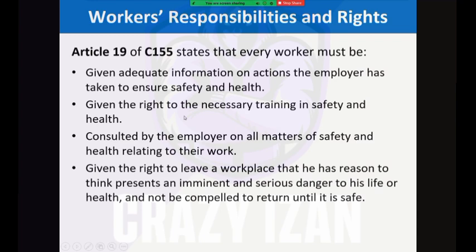They must be given the right to the necessary training in safety and health. So the workers must get adequate training. They must be consulted by the employer on all health and safety matters related to their work. And they must be given the right to leave a workplace that he has reason to think presents an imminent and serious danger to his life or health, and must not be compelled to return until it is safe.